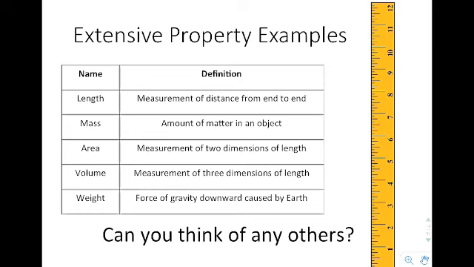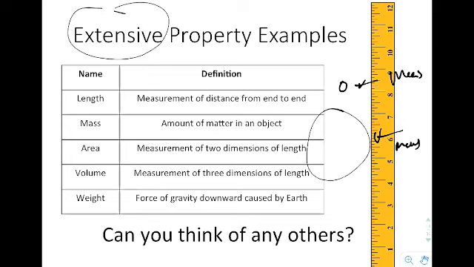So the way that you test to see if it's an extensive property is you say, I take a small amount and I measure, and then I take a large amount and I measure. If you get the same value, it is not an extensive property. If you do get different values, then it's an extensive property.